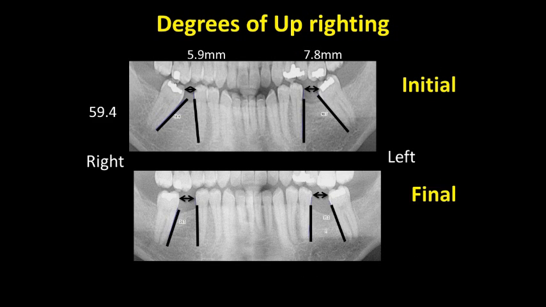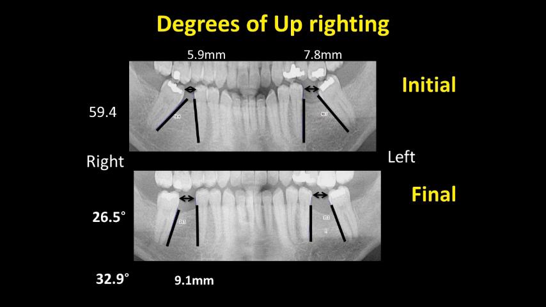Now, let's talk about the degrees of uprighting. You will notice on the right that the angulation of those is 59.4. And once we are through, it's 26.5, which means that we have uprighted 32.9, which is significant uprighting. And we've created a space of 9.1, where the ideal space is 10, and certainly has improved the implant site, and perhaps a bigger bodied implant could be placed.